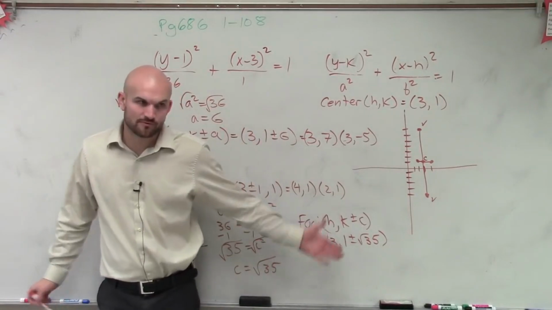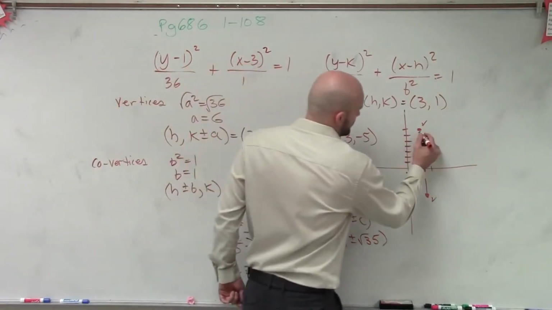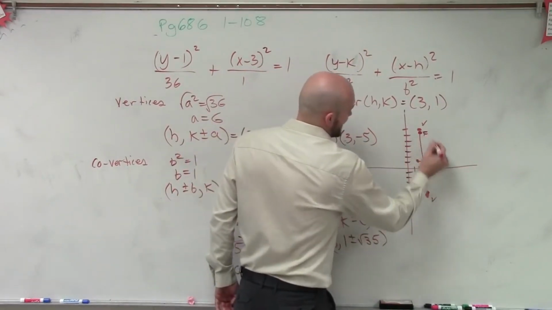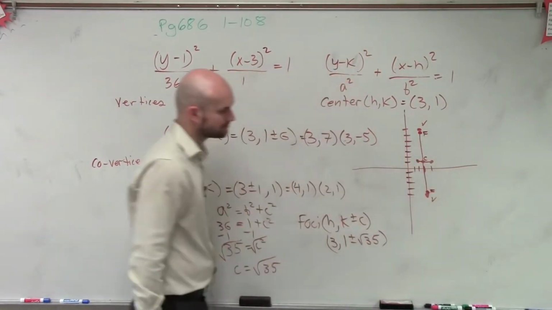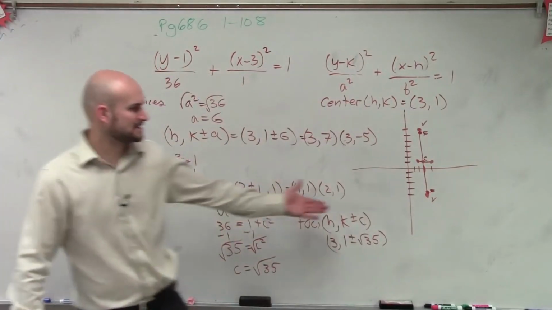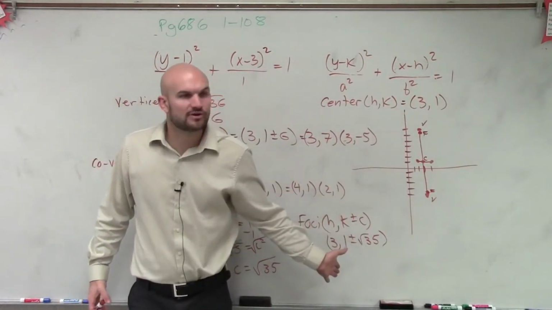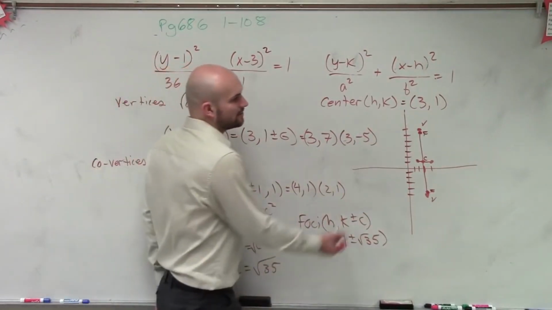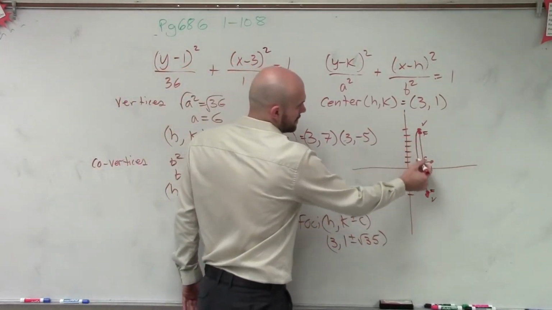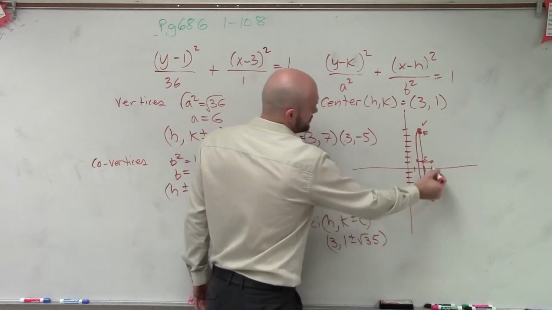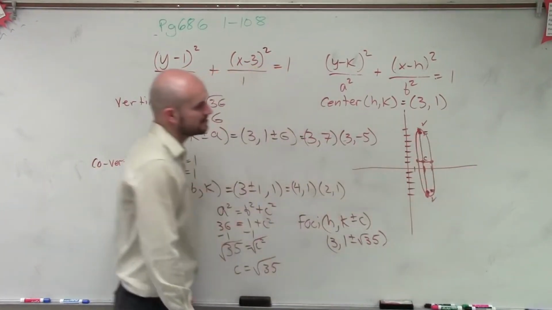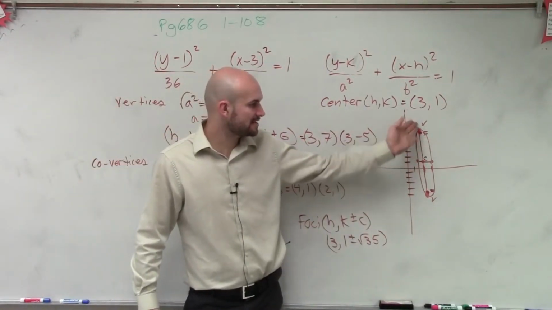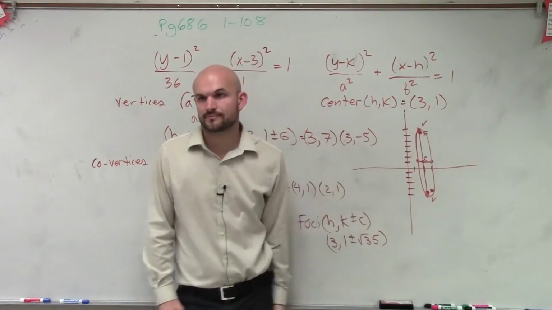We could go to decimal form. And when you guys do get to decimal form, you're going to see that your foci are going to be right next to your vertices, because as we talked about, the square root of 35 is 5.9 something. All right, so now just to graph it, connect my vertices and my co-vertices, and there it is. So now what I've done is showed you the center, the foci, the vertices, and the co-vertices.